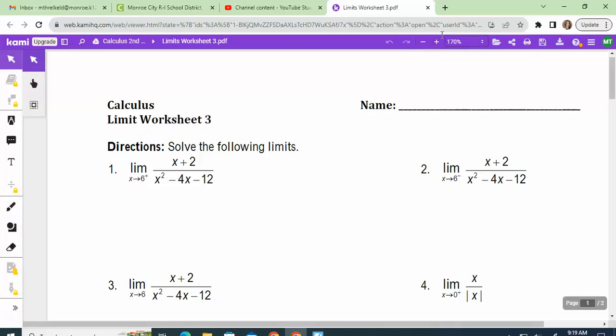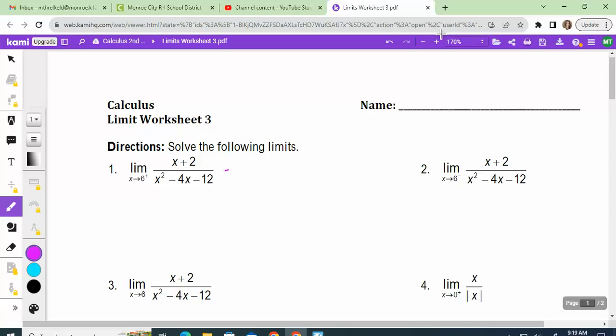Oh, okay. So on these, they're all pretty much the same, except one's approaching from the right, the left, and then overall. And we always check, can we just plug it in? No. When can we plug it in? If the bottom doesn't equal 0. But this one does. So then we always try to factor and cancel out our problem. So the bottom factors into x minus 6, x plus 2. So then what happens? So we get here.